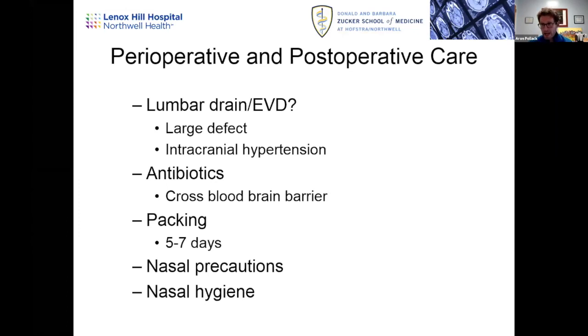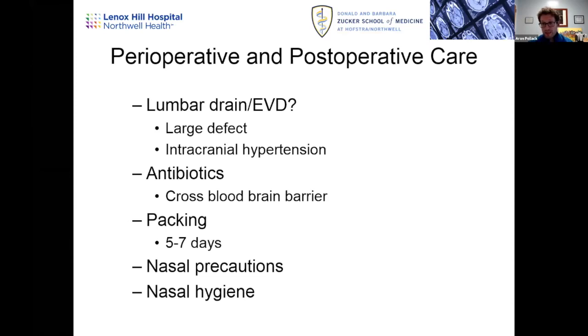I always give antibiotics routinely that particularly cross the blood-brain barrier. I like third-generation cephalosporin, ceftriaxone. In my training it was always used. When there's a penicillin allergy, we use vancomycin and aztreonam.